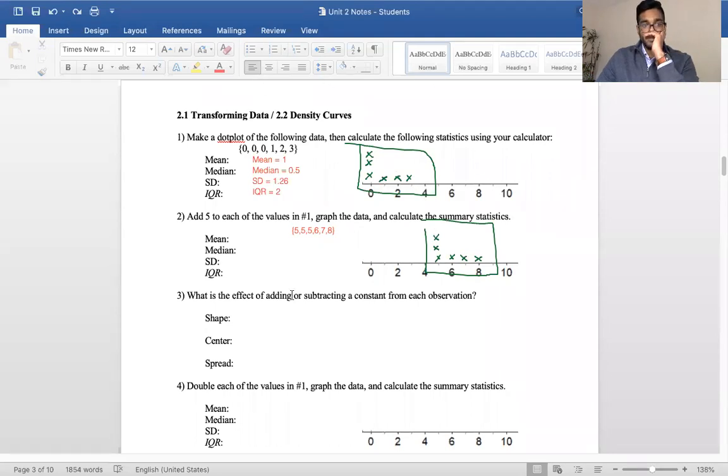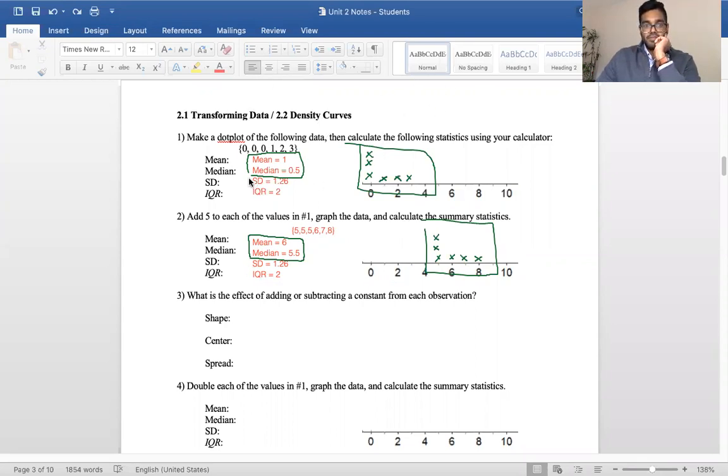But if you were to calculate them, you get the mean is equal to 6, median is equal to 5.5, standard deviation is equal to 1.26, IQR is equal to 2. Okay, so now take a look at a couple of things. First of all, look at the top set of numbers, the mean and the median on both sets. What do you notice about those two numbers? Well, they've just been shifted up 5, which is what we did to our data set. We just moved the whole thing along.